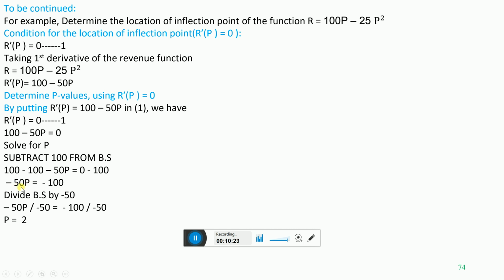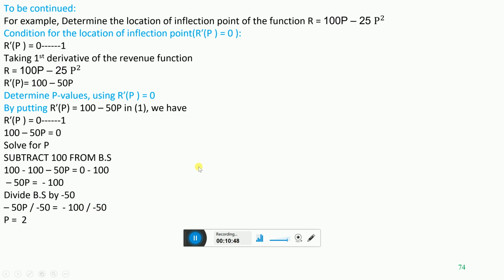We need p only, so eliminate minus 50 from the left side. Divide both sides by minus 50. We have minus 50p divided by minus 50 is equal to minus 100 divided by minus 50. Minus 50 cancels out with minus 50 and p remains. And minus 100 divided by minus 50 is equal to 2.